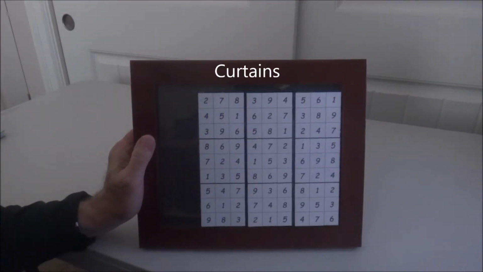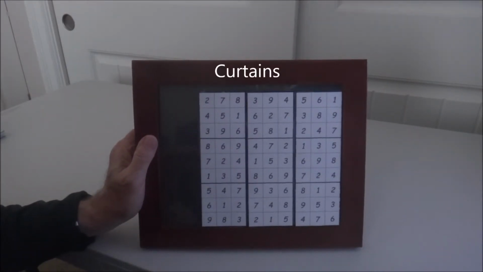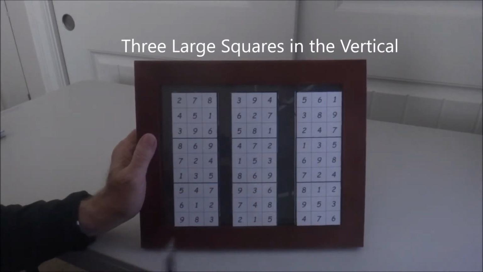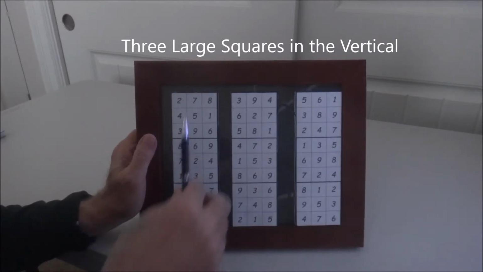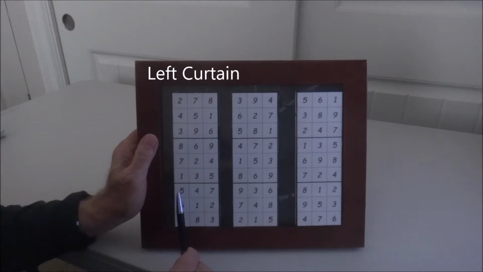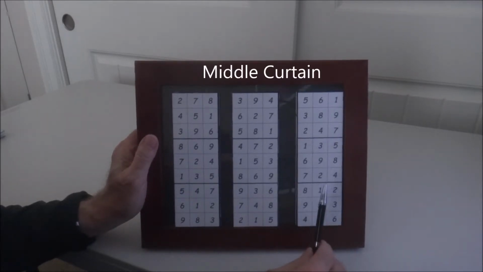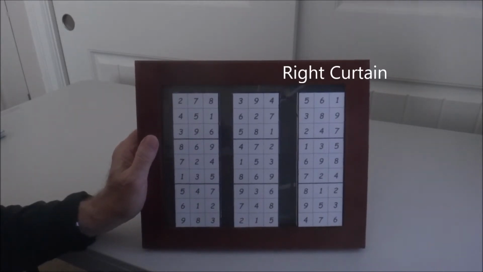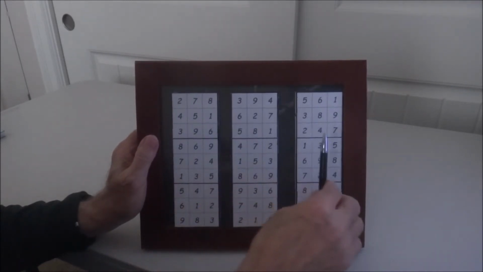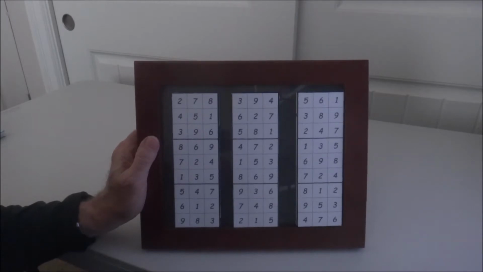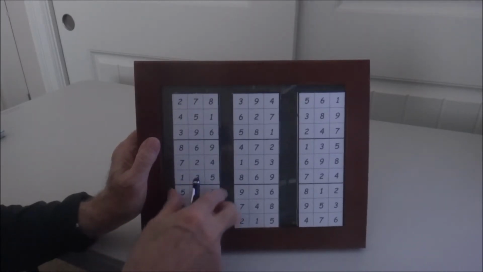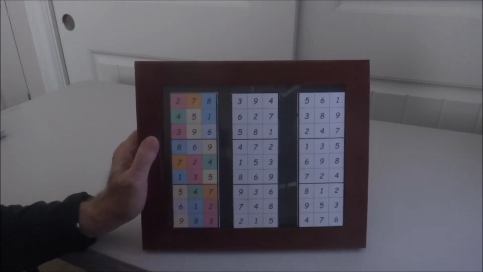All right, let's take a look at what I refer to as curtains. Curtains are 3 large squares in the vertical. So here we've got 3 curtains: the left curtain, the middle curtain, and the right curtain. The patterns of doubles and singles and triples you'll find in each of these curtains. They'll either be one of the patterns or the other one. Let's look at the left curtain.